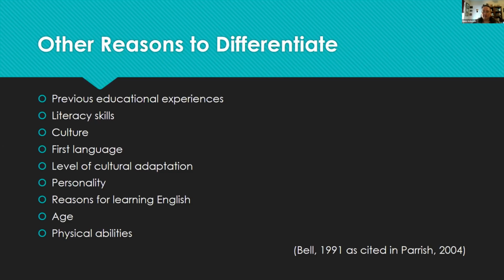We know that students are going to have different personalities, some people more outgoing, some people more introverted, some people more analytical, some people more big picture. That's going to influence how we differentiate. And there are reasons for learning English.